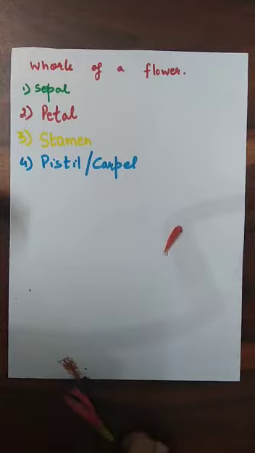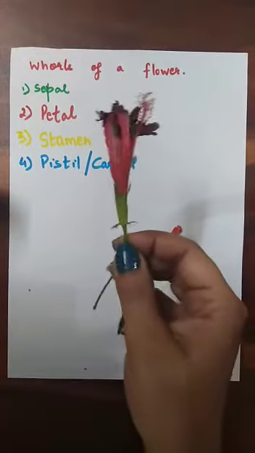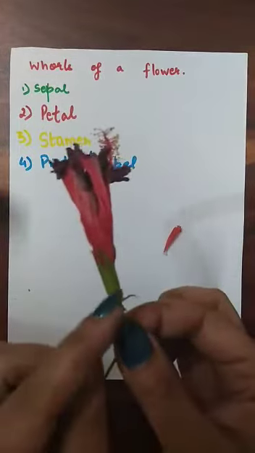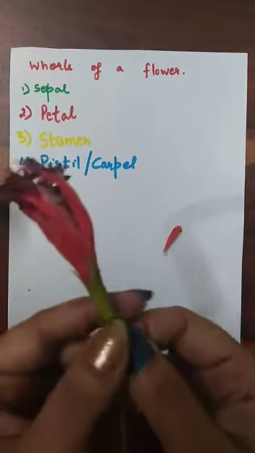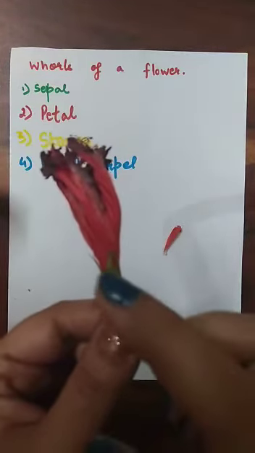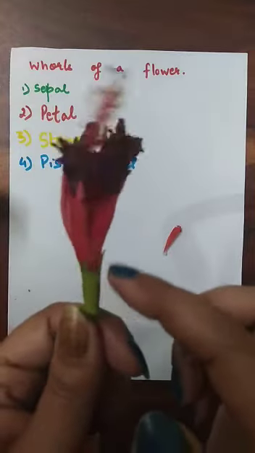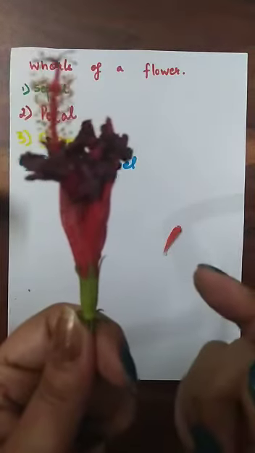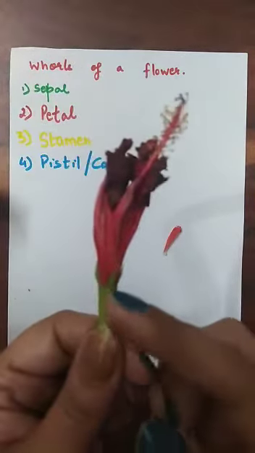Now, the first one I have written with green. Sepal is the outermost whorl of the hibiscus flower or any other flower. If you look at it carefully, you will find that the green leaves forming a circular pattern, right? These are sepals.